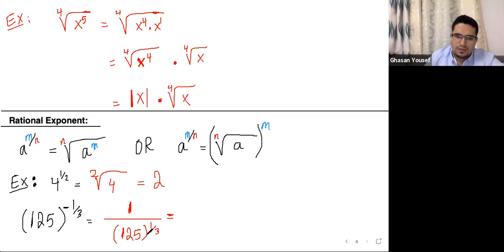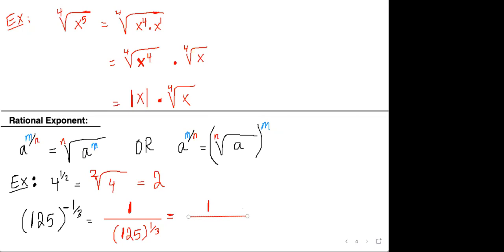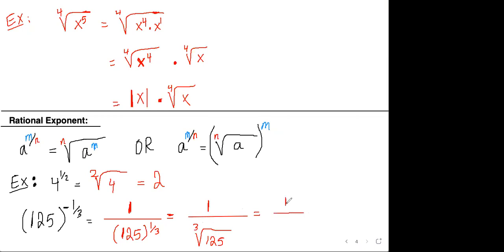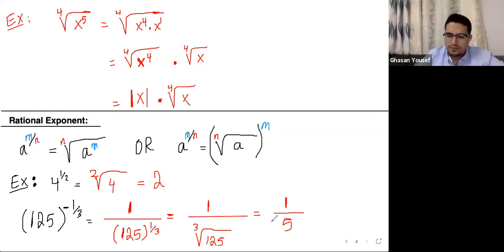Now, what does this mean here? 125 to the power 1 over 3. Yes, Matthew, this is the cube root of 125. So this is equal to 1 over the cube root of 125, and the cube root of 125 is 5. So the answer is 1 over 5. No, we cannot use the calculator. So the answer is 1 over 5.